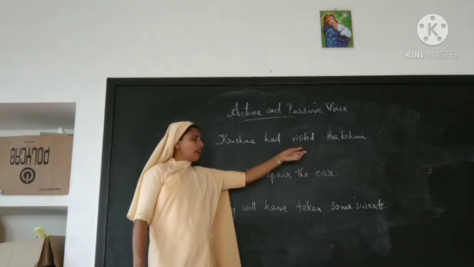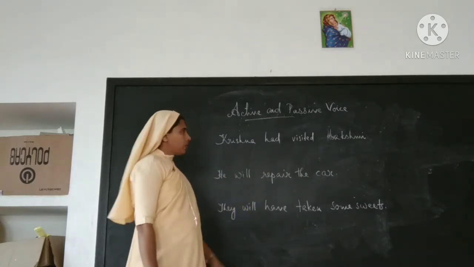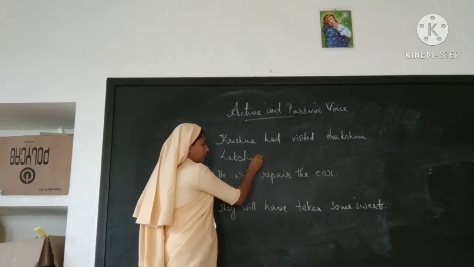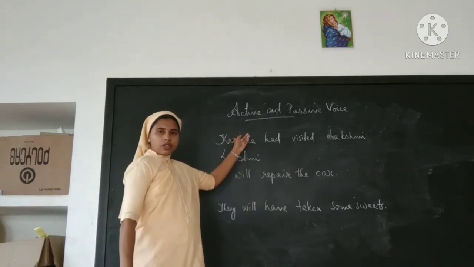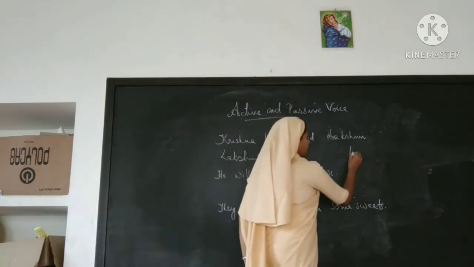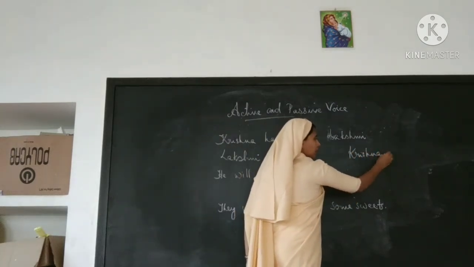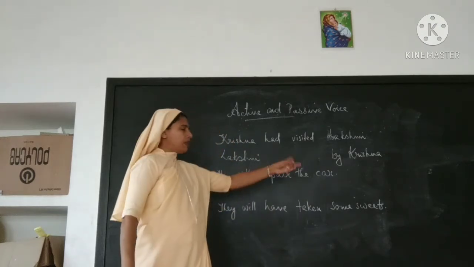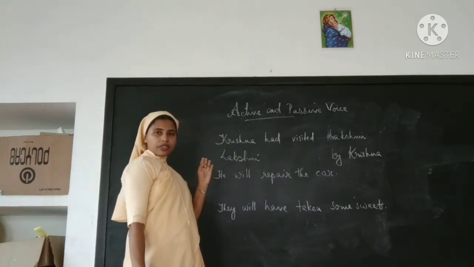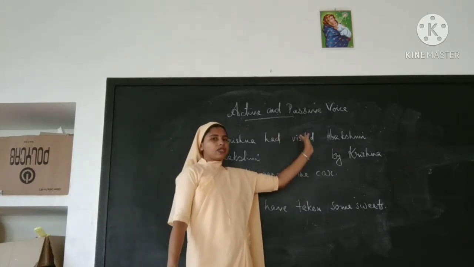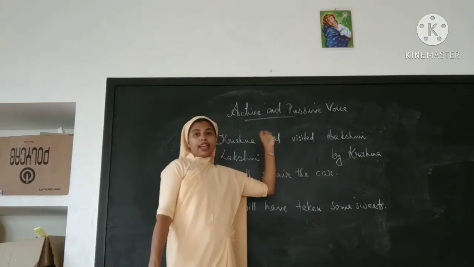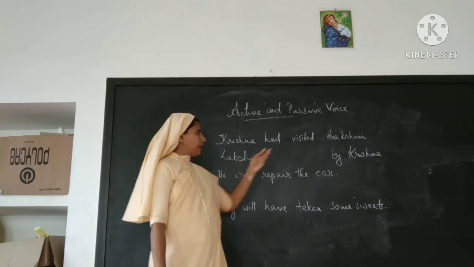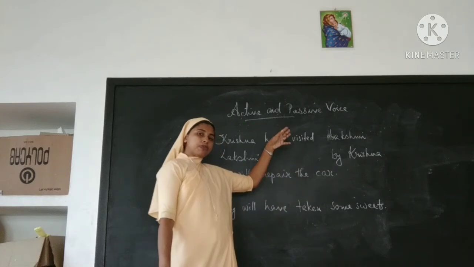Next sentence, Krishna had visited Lakshmi. So we'll take the object first, Lakshmi. And here the subject will take the position of object, so Krishna. By will be added. By Krishna. Lakshmi by Krishna. And now let's look at the verb form. Had visited. What's the structure of this? That is past perfect. Had form is past. Anyway, the verb form in the past perfect will be V3.